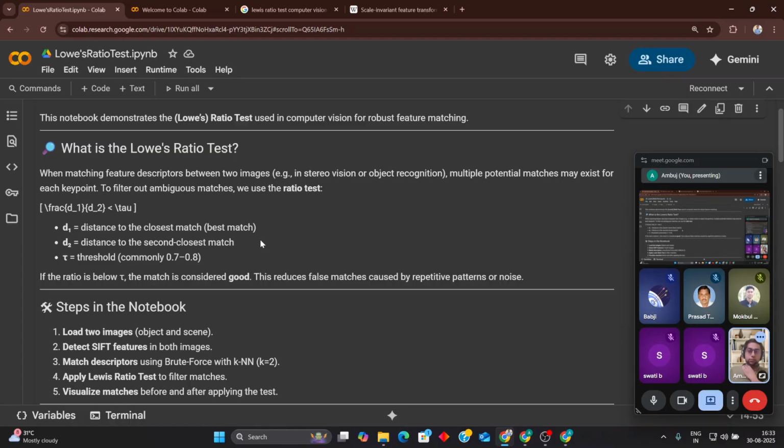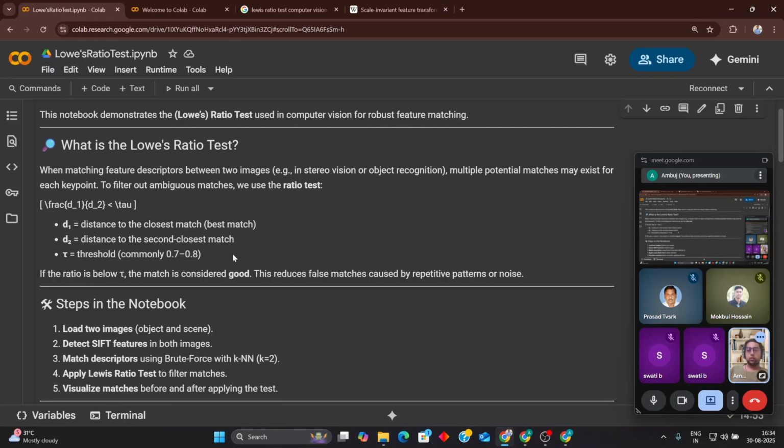Then similarly, you can make a plot between tau and the number of feature descriptors. This is a particular exercise you can do that will immediately give you an idea of how these aspects are being dealt with.